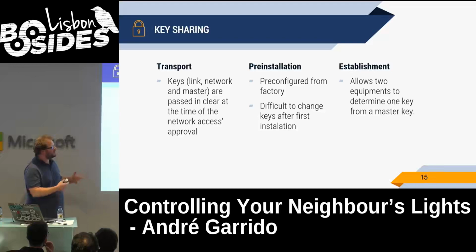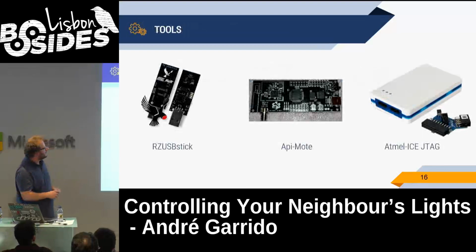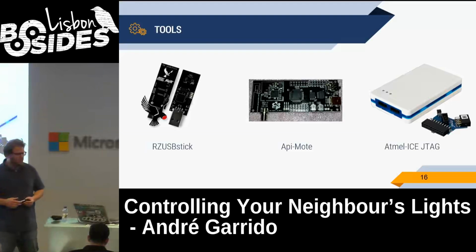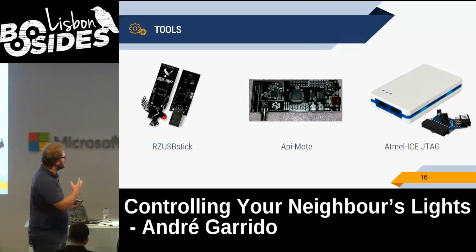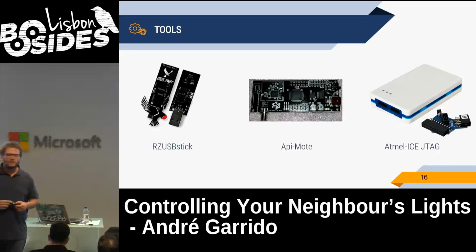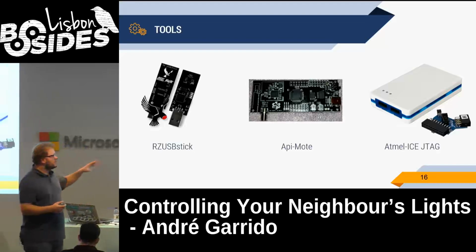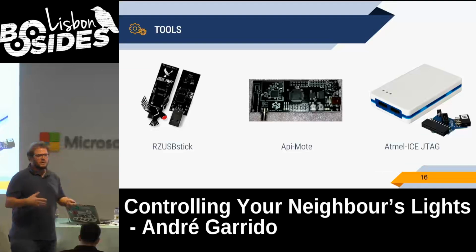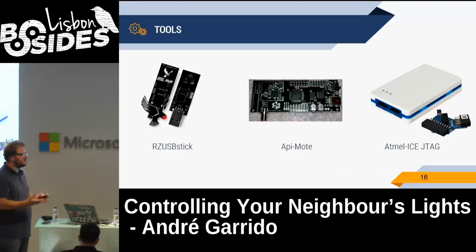And then you have establishment, which is the same as the master key, that allows two equipments to determine one key from a master key. About the tools, there are three main tools, let's say, in this slide: the RZ USB stick, RZ and Epimote. Both of them are for the same purpose. It's to translate the packets and to gather information from ZigBee.